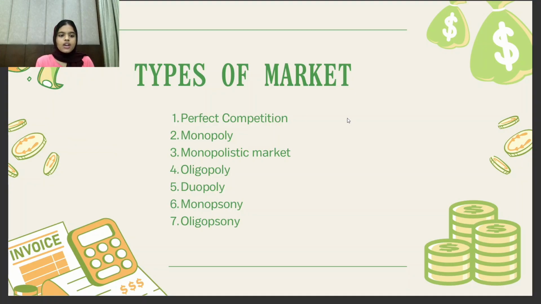Duopoly. It means there are only two main sellers like Jio and Airtel. Then monopsony, it means that there is one buyer but many sellers. And finally, oligopsony means a few big buyers.